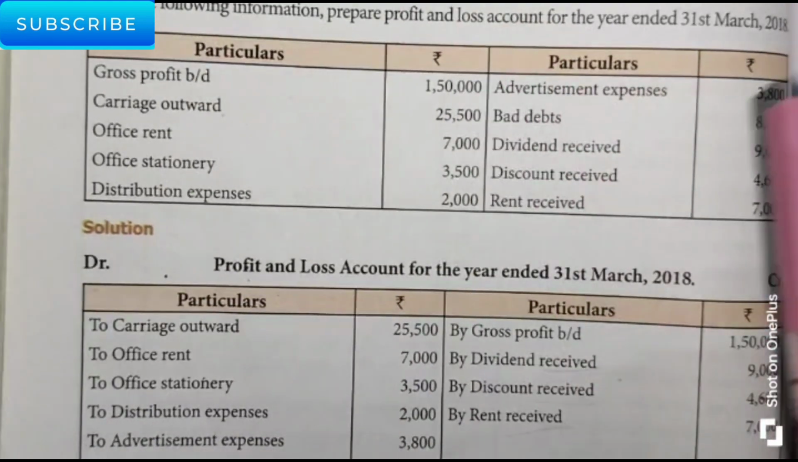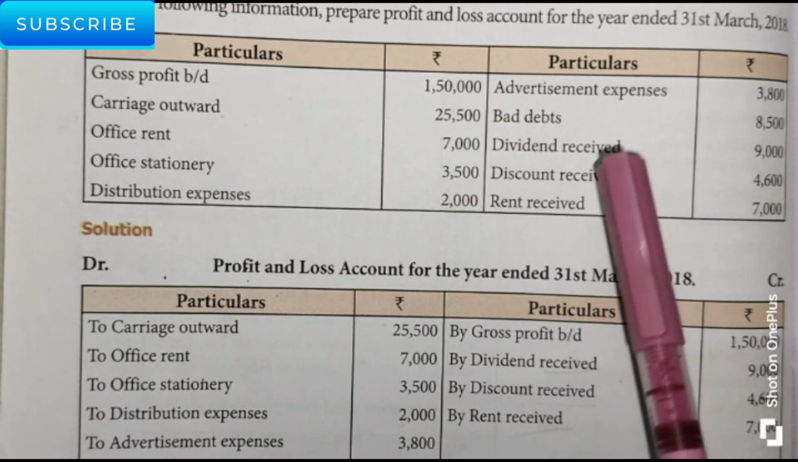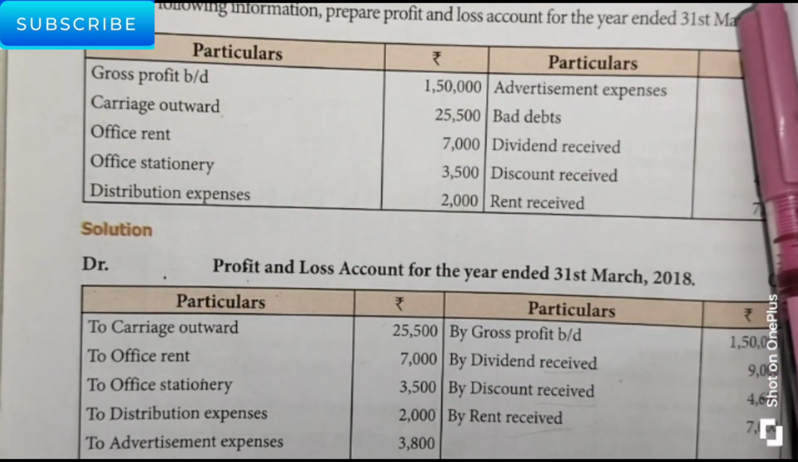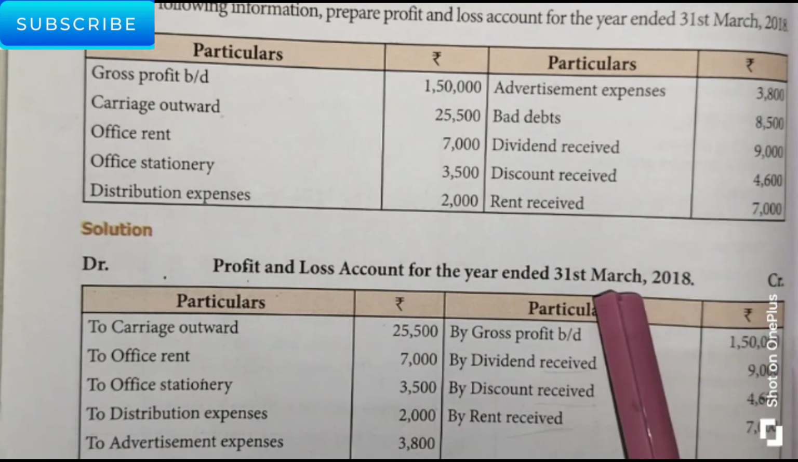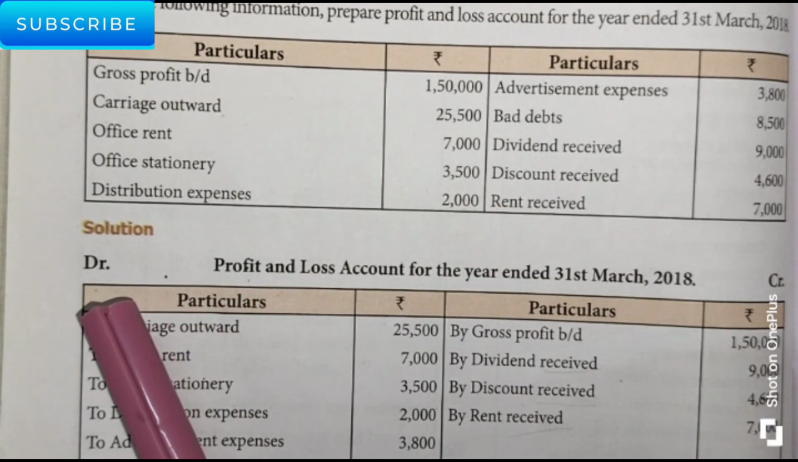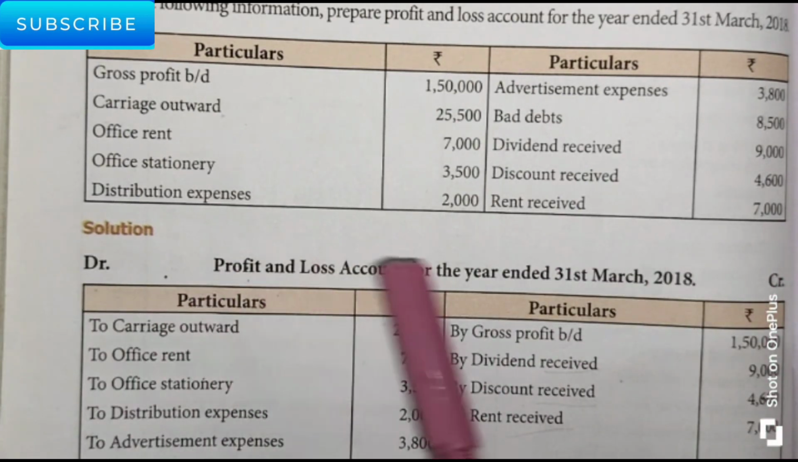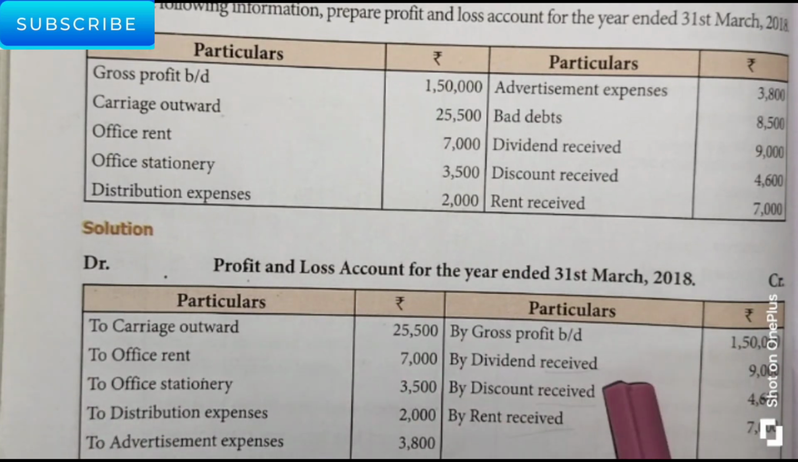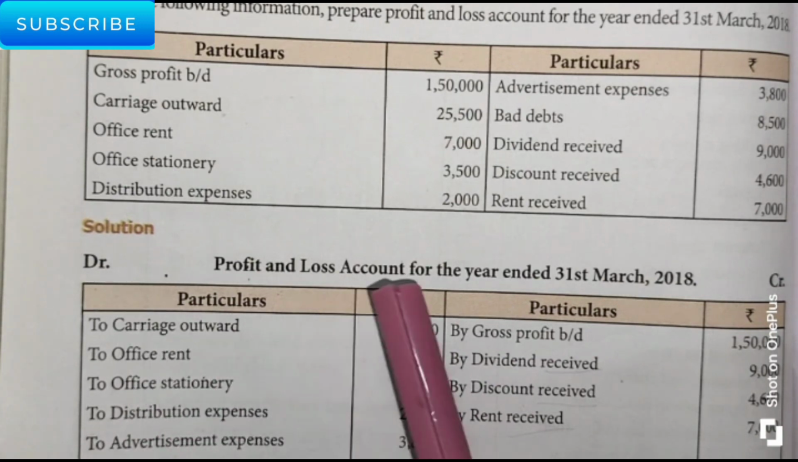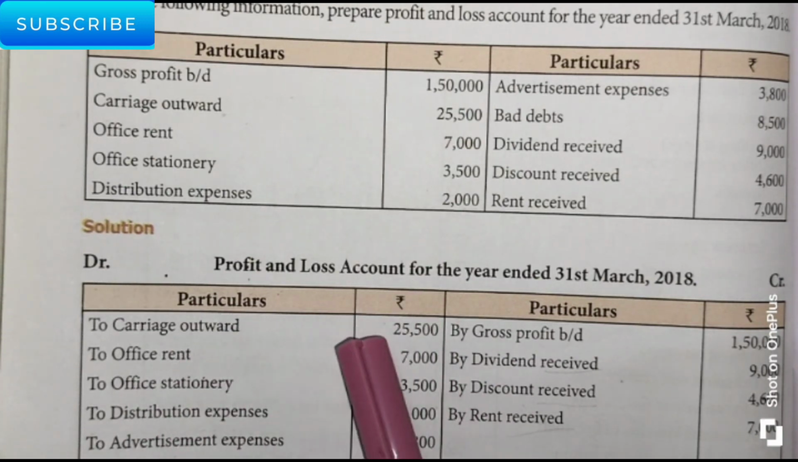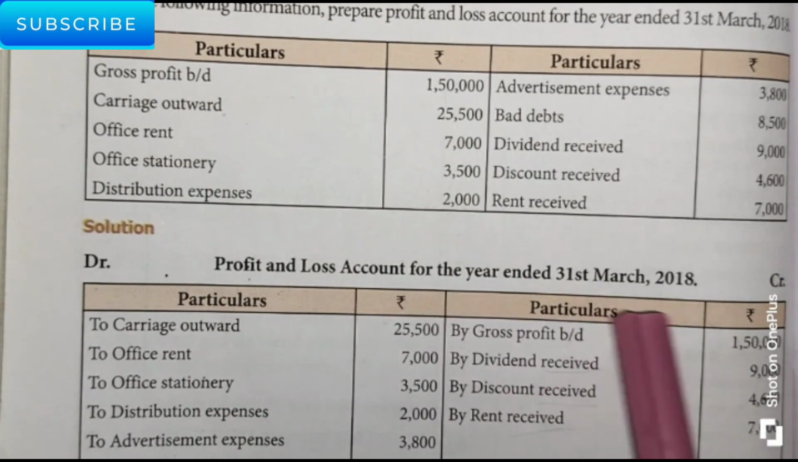So the heading of the profit and loss account is profit and loss account for the year ended, and whatever accounting period they have given, you have to enter it: year ended 31st March 2018. Like a ledger account, the format of the profit and loss account has a debit side and a credit side. Left hand side is debit and right hand side is credit. There are two columns on each side, particulars and rupees.